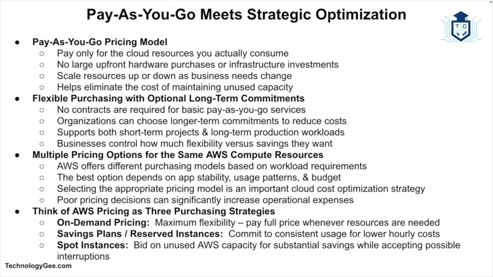So think of AWS pricing like choosing between paying full price whenever you want, that's flexibility, or signing a contract for cheaper rates, that shows commitment, or bidding on unused inventory. And now we're talking risk versus reward. So let me go ahead and break all this stuff down for you.